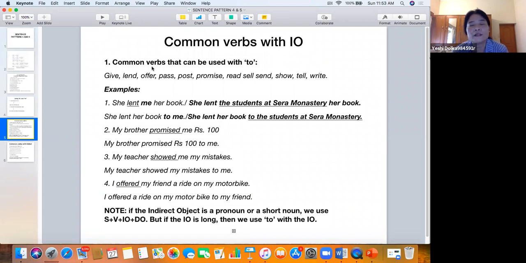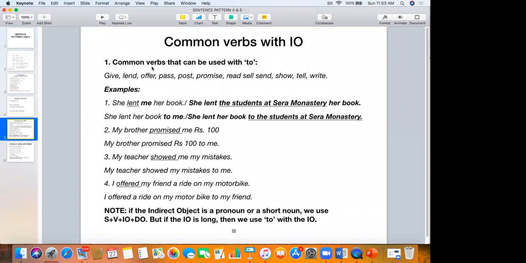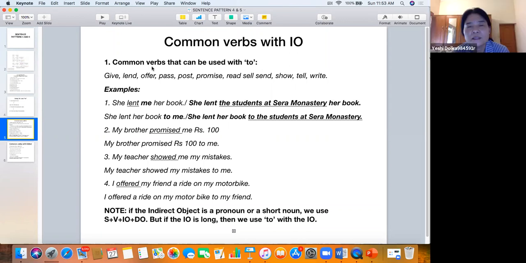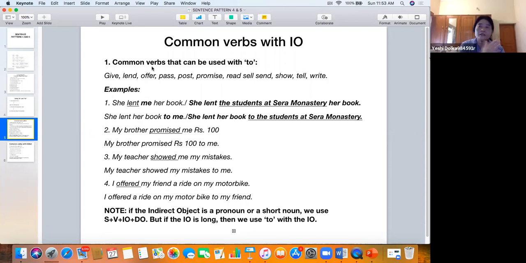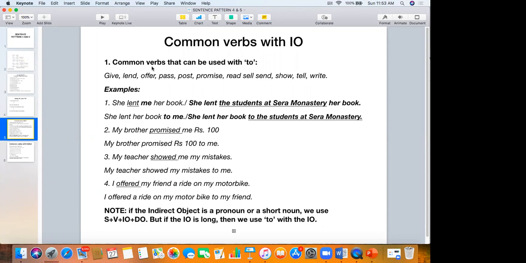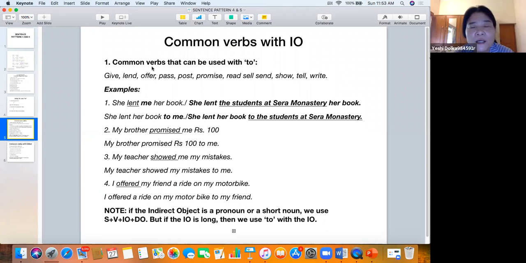Now, "lent." I lent Dorji money. Very good. I lent Dorji money. And with "to": I lent money to Dorji. Yes. Okay, the example: She gave the beggar food. Food, very good. She gave the beggar food.